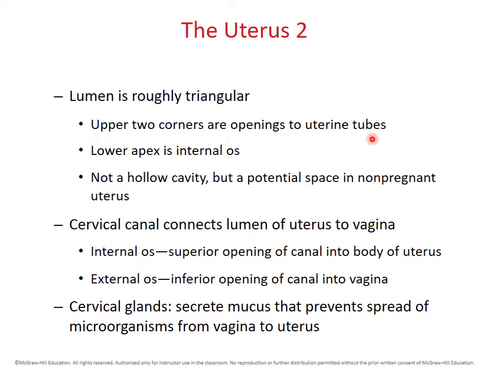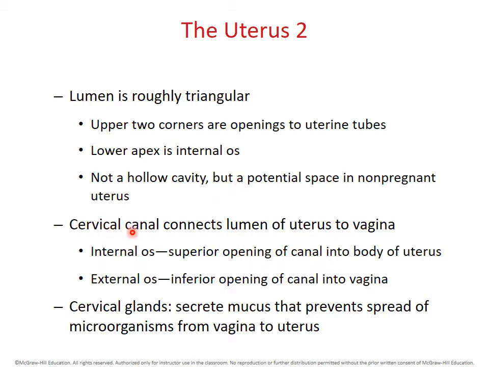As we said, the uterine tubes emanate from the upper two corners of the uterus, and in a non-pregnant uterus, you do have a space inside the uterus, but it's completely collapsed. So it's more correct to call the inside of the uterus a potential space in non-pregnant women, because the inner walls are essentially collapsed and touching each other. But of course, if you spread it out, such as during pregnancy, that becomes a real space.